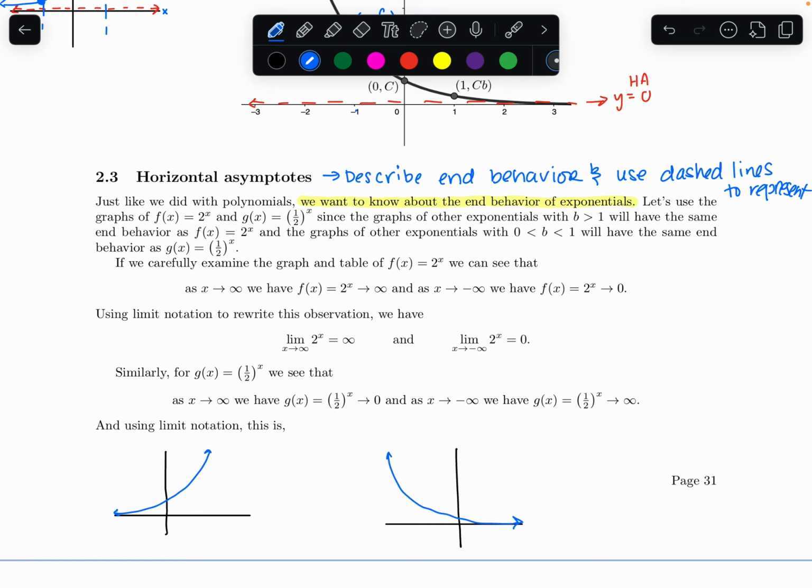And they are using the limit notation, right? So for the growth, this is why it's nice to determine whether you're looking at growth or decay, right? And so we had a horizontal asymptote. We like to draw it using a dashed line. This is just kind of a fact that you're going to need to know about exponentials.